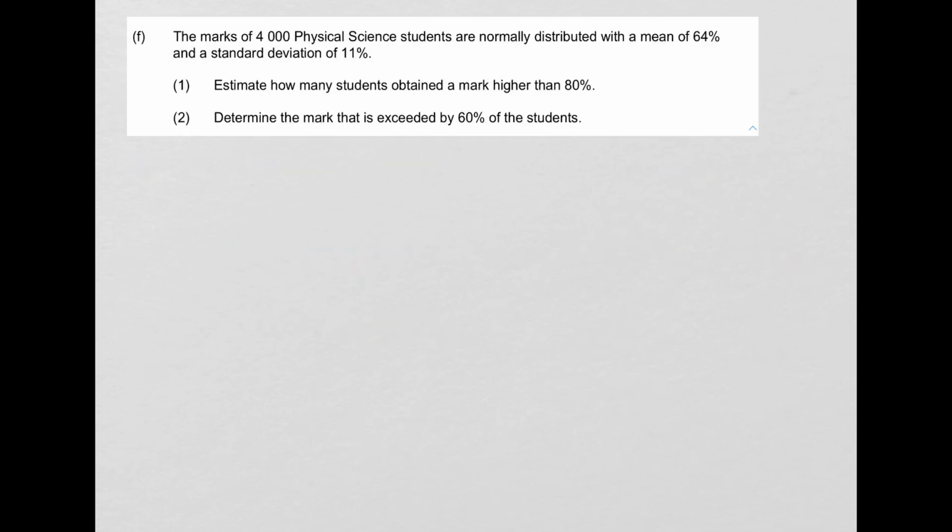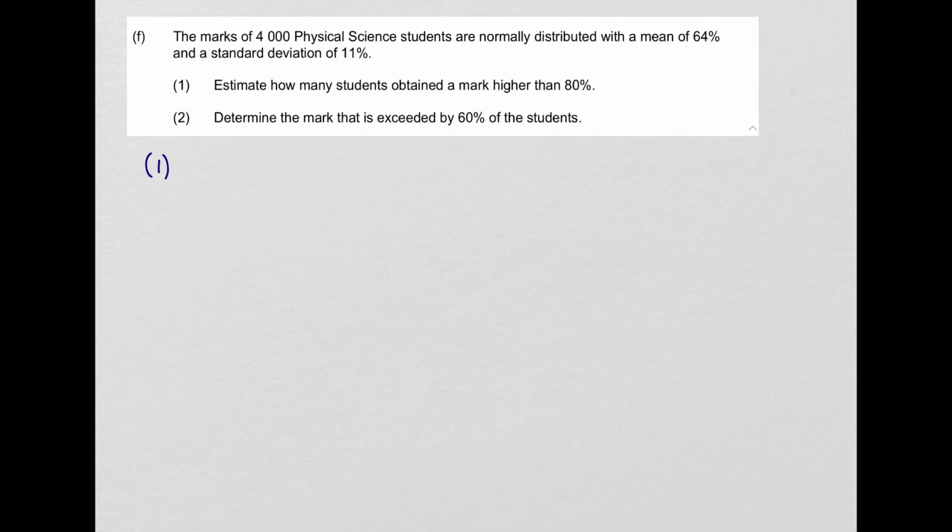All right, question F, the last question for lesson 1. Okay, so the marks of 4,000 physical science students are normally distributed with a mean of 64% and a standard deviation of 11%. All right, so let's look at 1. Estimate how many students obtained a mark higher than 80%.